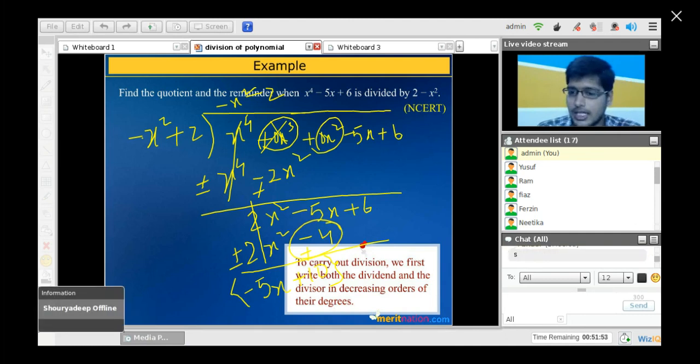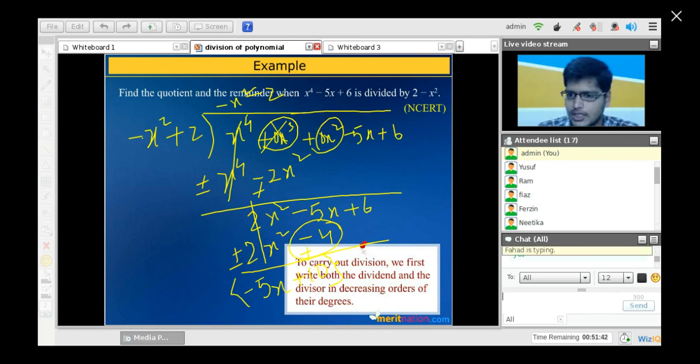I hope everyone of you is able to understand. Here I have left it as minus 5x plus 10 if you observe, because the degree of the remainder is less than the degree of the divisor. Is this clear so far, every one of you? Or any of you have any doubt or any questions? No doubt, that's good, that's great.